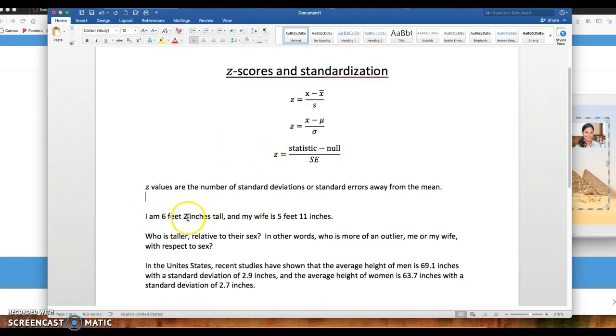I am about 6'2" tall. My wife is 5 feet 11 inches tall. So looking at this data, I want to know, who is taller. If we just look at raw data, of course, I'm about 3 inches taller than my wife. But relative to male versus female, relative to our sex, in other words, who is more of an outlier? Me at 6'2" tall, or my wife, who is 5 feet 11 inches tall.